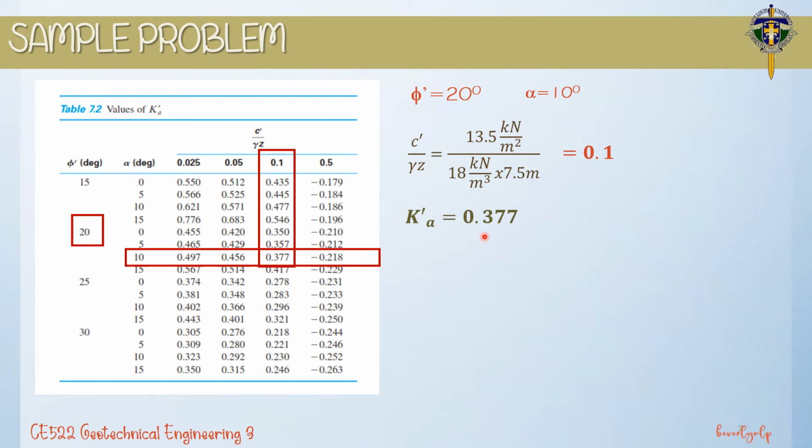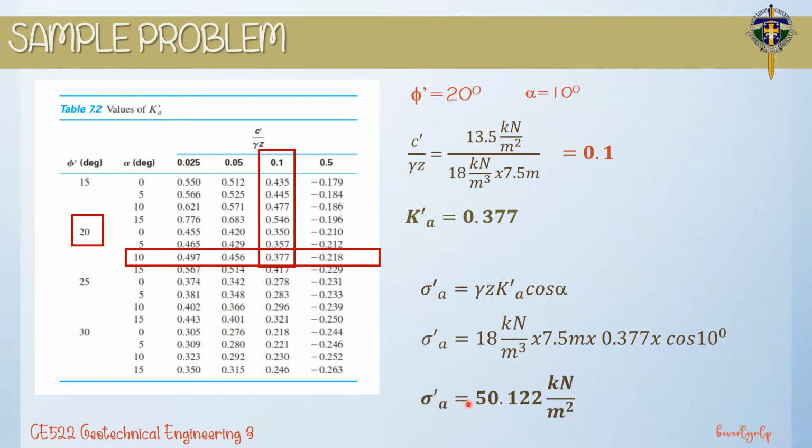So that is 0.377. So since you are able to solve for this coefficient, we can now solve for the active earth pressure, using this equation. So substituting, we know all the values. Unit weight is given, depth is given, alpha is given, coefficient, yes, we were able to solve. So we can directly substitute in this equation, and that becomes 18 times the depth is 7.5 times the coefficient 0.377 times the cosine 10 degrees.